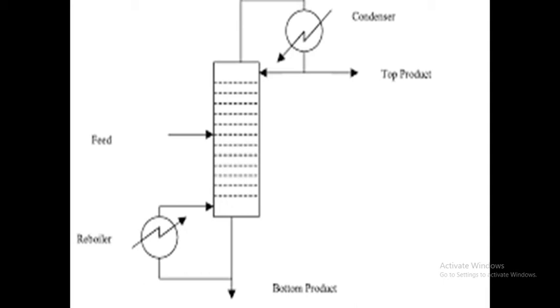At the bottom of the column, high boiling point and low volatility toluene is collected. This is called residue or bottom product or waste product.